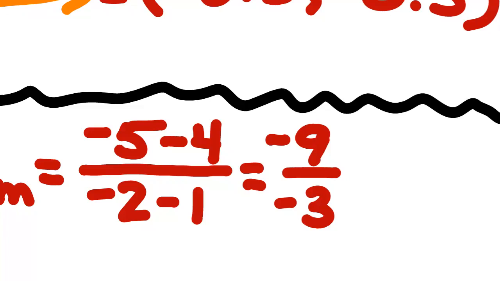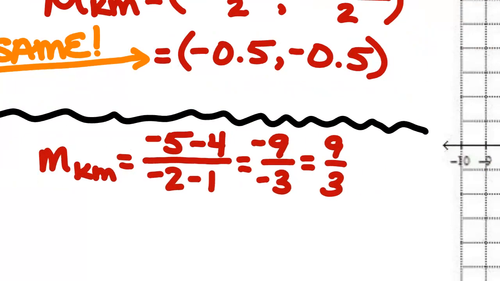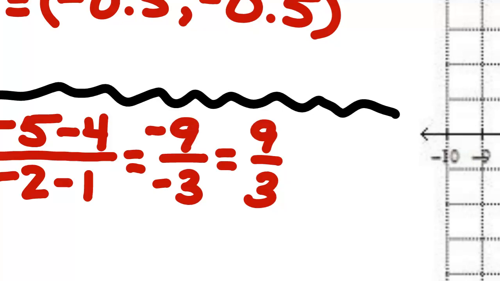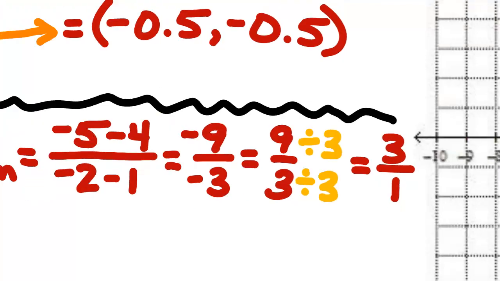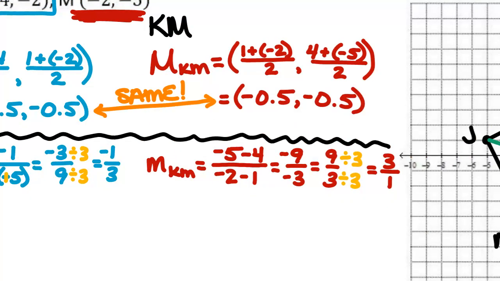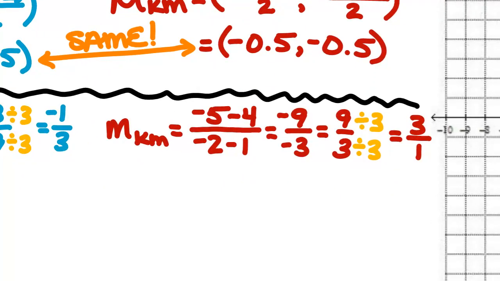Negative 3. What happens when you divide a negative by another negative? It becomes a positive. So this would actually be positive 9 over 3. And can I reduce that at all? By 3. Divide top and bottom by 3. 9 divided by 3 would give me 3, and 3 divided by 3 gives me 1. So I can write this slope as 3 over 1, or we could just write it as the whole number 3. I'm going to write it like this, though, because it lets me compare to the other slope a little bit easier.